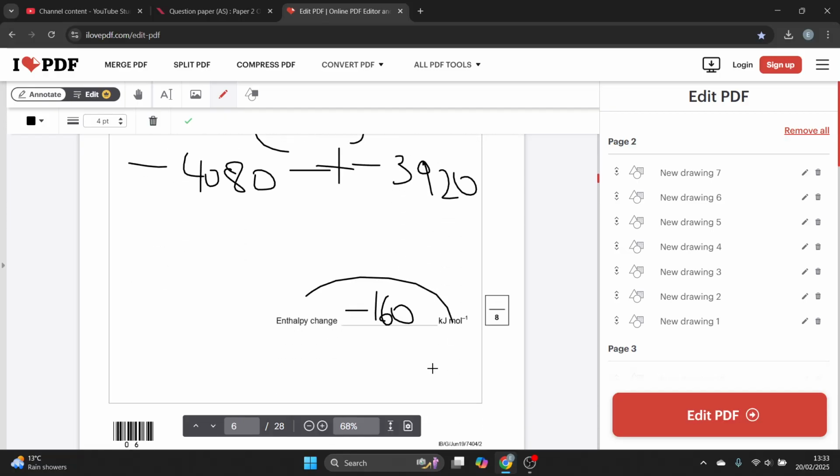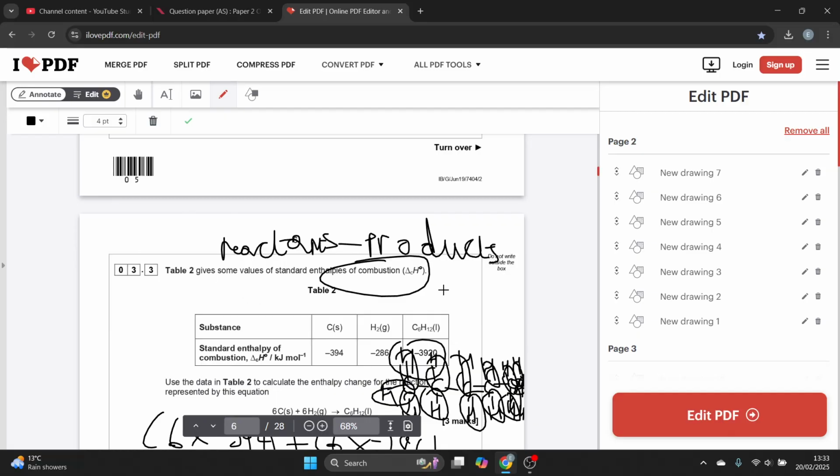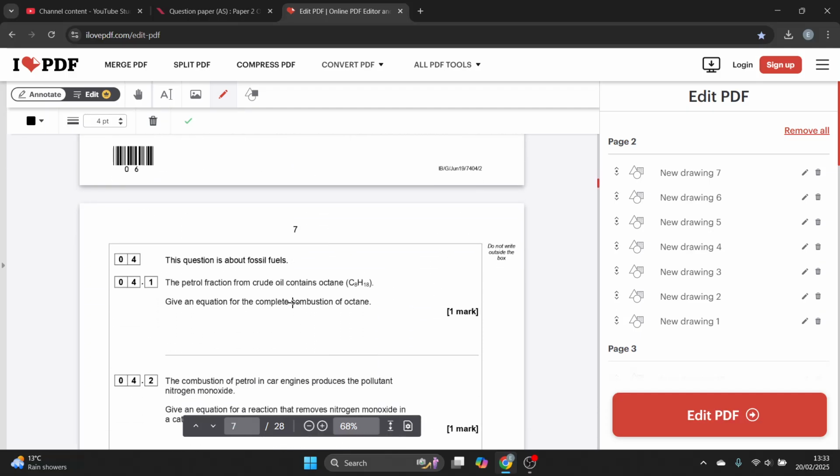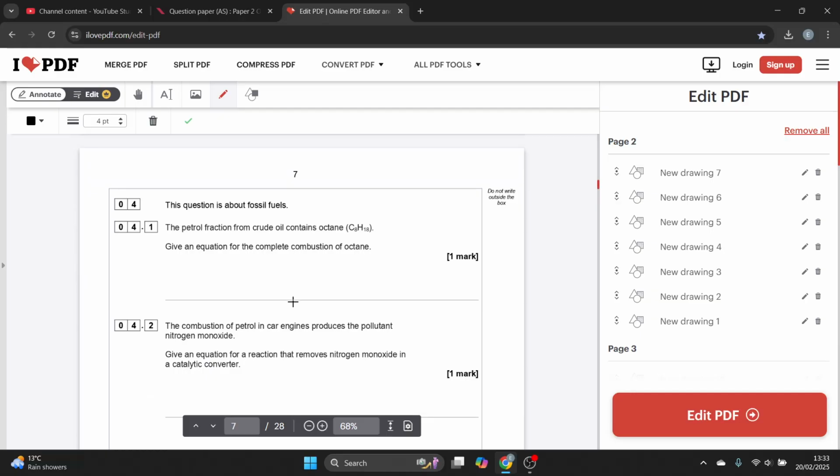I think the trickiest part is not falling for the trap immediately of products minus reactants. Read the question. It says combustion data, therefore it is reactants minus products. Reactants minus products for combustion; for formation, products minus reactants.